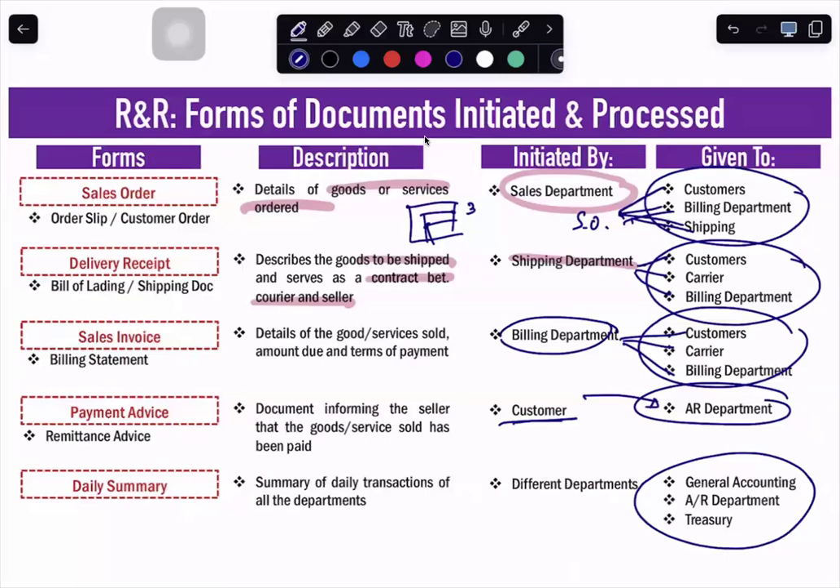Then the daily summary. This will come from your different departments, any daily transactions from the departments. But we said mostly the daily transactions come from your mailroom and your treasury department. And then it will be given to your different accounting departments. So your AR department, general accounting, and then lastly your treasury. On your treasury, normally what is given to your treasury is the summary of receipts. So you forward that also to your treasury department.